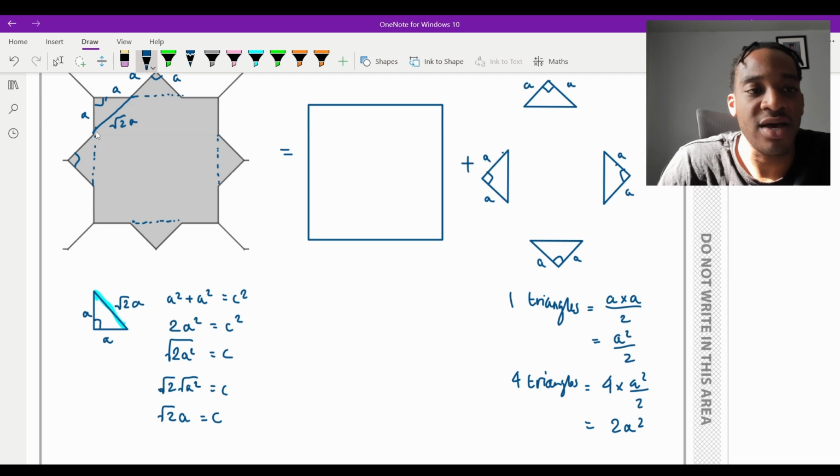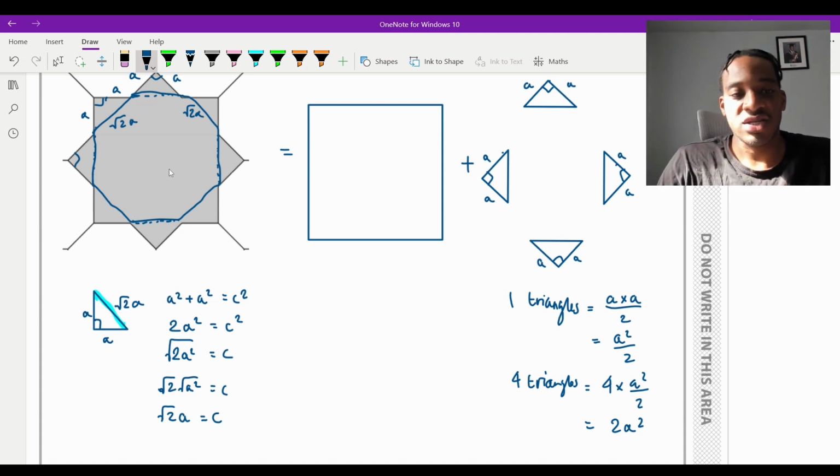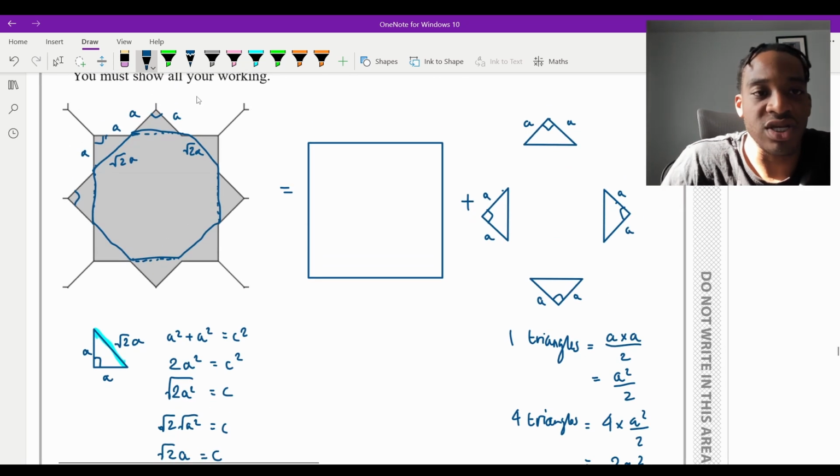And if you think about it, these are all going to be the same, aren't they? So actually what we have is another octagon inside this shaded area where all of the lengths are root 2a. Now, this is helpful, right? Remember, we're trying to figure out the area of this rectangle or square. So let us figure out what this is.